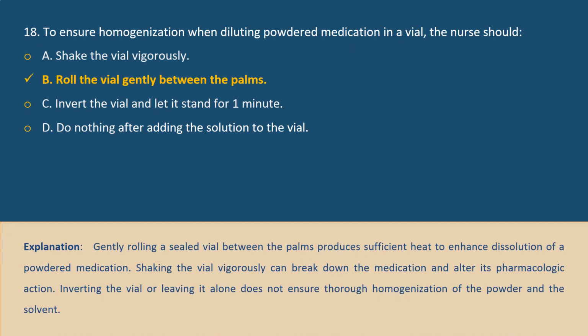Answer B. Explanation. Gently rolling a sealed vial between the palms produces sufficient heat to enhance dissolution of a powdered medication. Shaking the vial vigorously can break down the medication and alter its pharmacologic action. Inverting the vial and leaving it alone does not ensure true homogenization of the powder and the solvent.